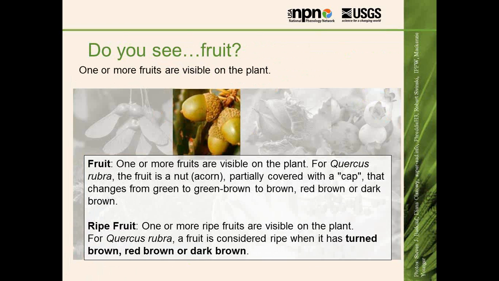Another example, for this oak here: the fruit is a nut or acorn partially covered with a cap that changes from a green or a green-brown to brown, red-brown, or dark brown. And so that's telling you in the ripe fruit definition that it's considered ripe when it has turned that brown, red-brown, or dark brown color. So this one might be kind of borderline, but it looks still like it's mostly green. So you would report a yes for fruit and a no for ripe fruit.